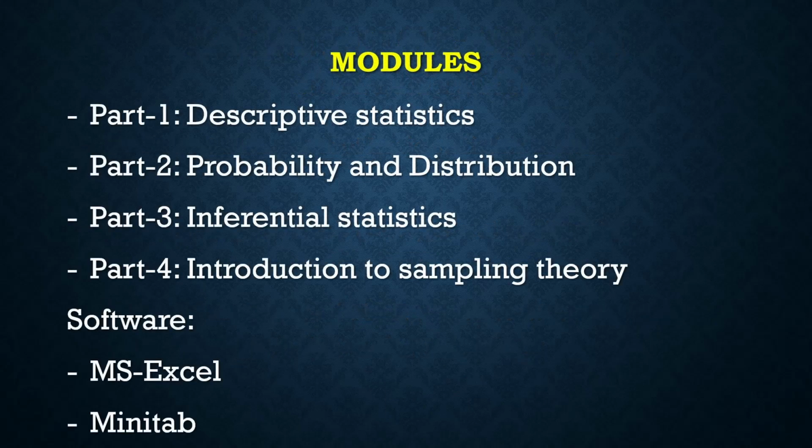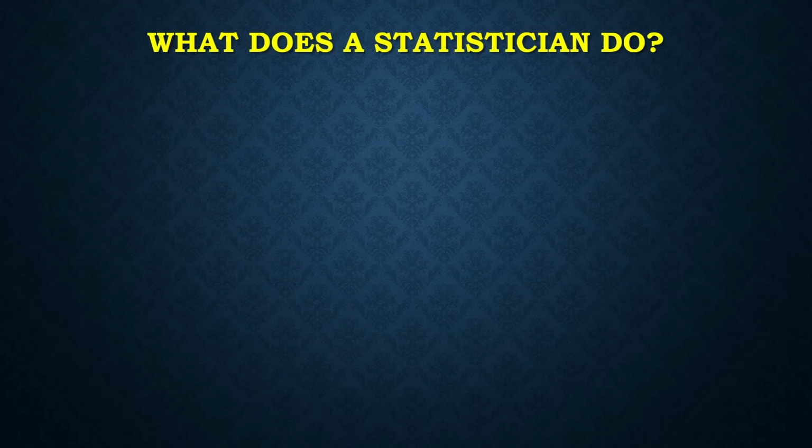Then in this particular course, I am going to cover the entire course in four parts or four modules. In the first part, I will discuss descriptive statistics. The second part will be covering probability and distribution. In the third part, after completing descriptive statistics and probability, we will focus on inferential statistics. And in the last part, we will give a brief introduction about the sampling process and the sampling theory. In the entire course, I will be using either Microsoft Excel or Minitab to implement the calculations and the statistical methods.